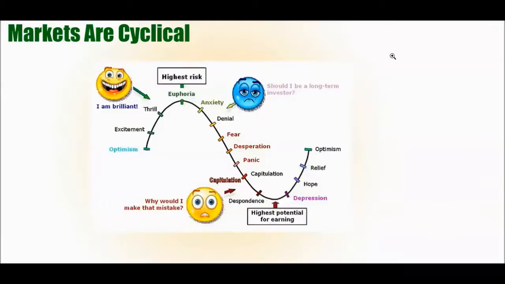Okay, markets are cyclical, and the chart you're seeing on the screen now relates to sentiment, but it's closely related to valuation ratios as well. When you have to pay a lot, when a stock's price is high relative to its future earnings or its future cash flows, that suggests the market is extremely optimistic. They think growth is just going to keep coming. That's when it's at the highest risk.